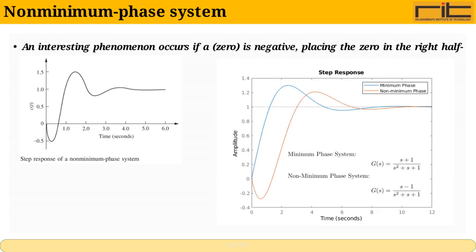Here, we're looking at a non-minimum phase system. What makes this system interesting is when it has a zero that is negative, which means the zero is located in the right half plane. This placement has significant implications for system behavior. Unlike minimum phase systems, non-minimum phase systems can introduce phase shifts that are counterintuitive, leading to challenges in control and stability. Understanding this concept is crucial because it affects how the system responds to inputs and how we design controllers to manage that response effectively.